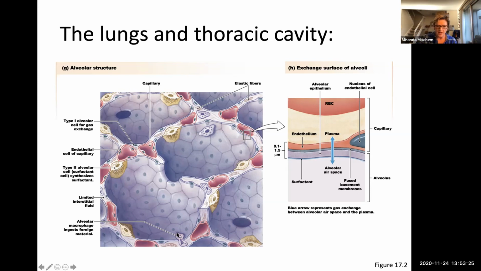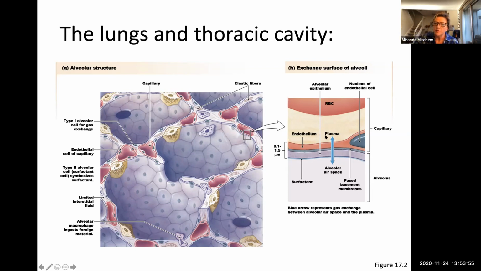We do have dedicated immune system cells in the airway. So this is a macrophage, which is constantly doing that process of phagocytosis. Macrophages are able to do antigen presentation, so they can initiate the adaptive immune response. And we do have specialized macrophages that live in the lungs.